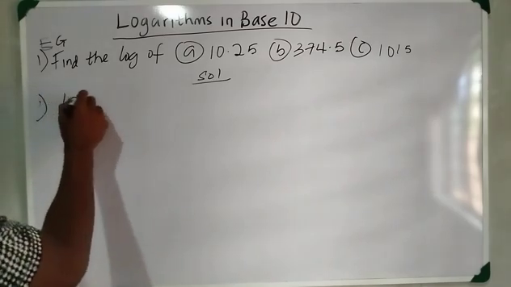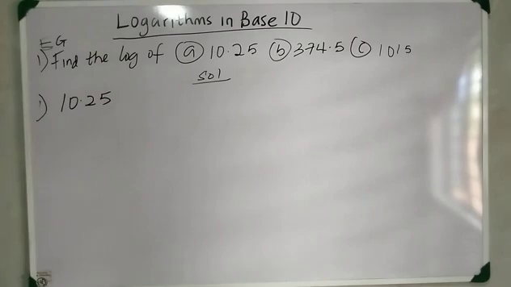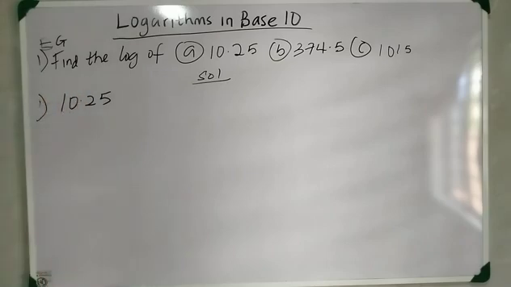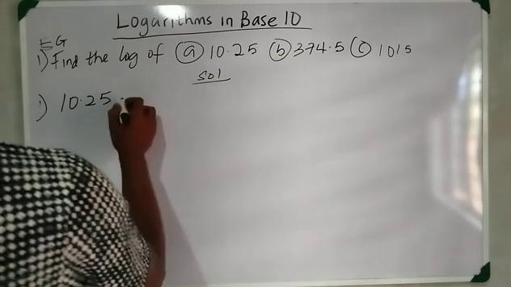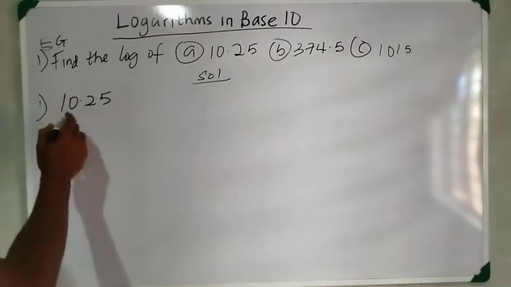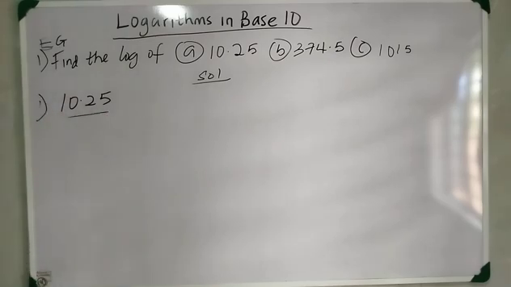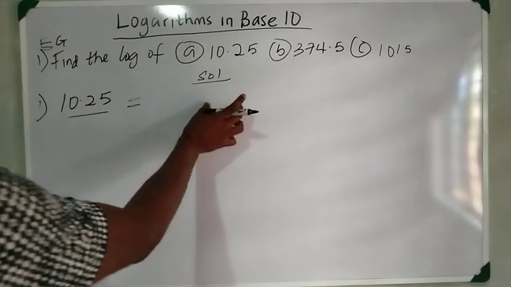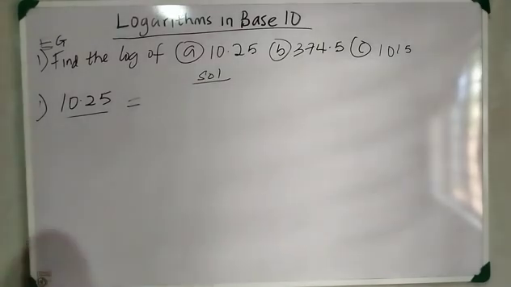Well, taking the first number as an example, we will find the logarithm of this number. Now, one thing you need to know is that the logarithm of this number always comes out in two parts. Now, the first part, which is called the characteristic, we get it by converting this number to the standard form. And the second part of the answer, which is called the mantissa, we get it from our logarithm tables, which I will be introducing to you shortly.